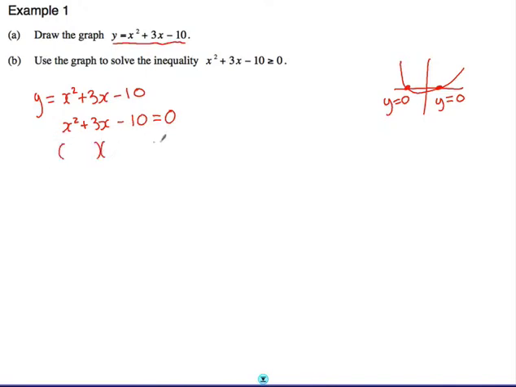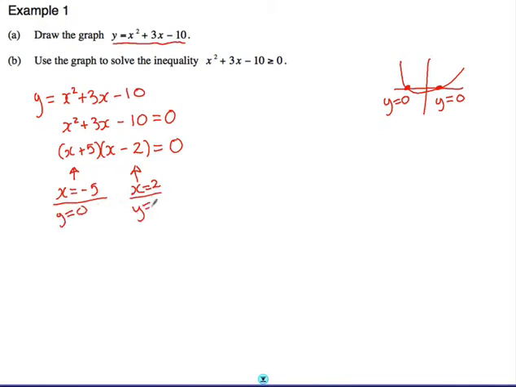Firstly, factorize the quadratic. There is no x as a factor of this last term. So we can have 2 brackets, 2 numbers times together is minus 10, add together is 3, and that is x plus 5 and x minus 2. Now for these 2 brackets to equal 0, x must be minus 5, and if x was positive 2, this bracket would be 0, and anything times 0 is 0. So we find out our roots when y equals 0.